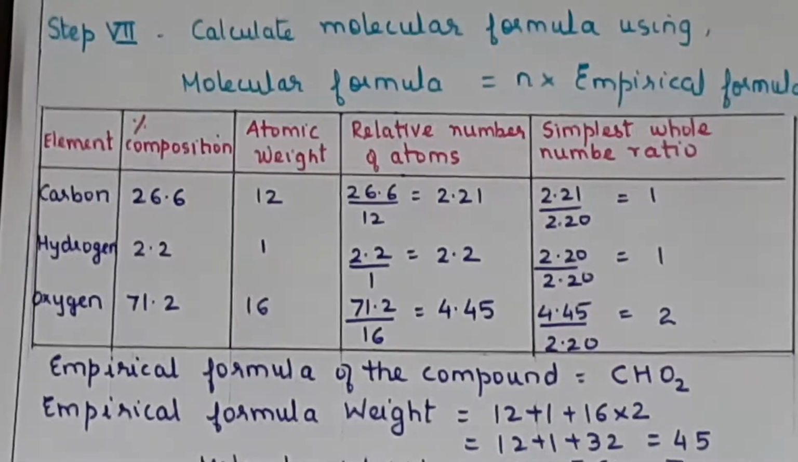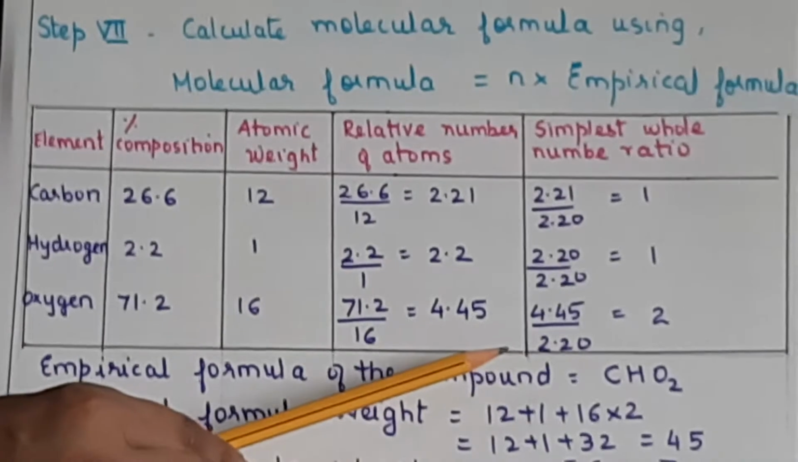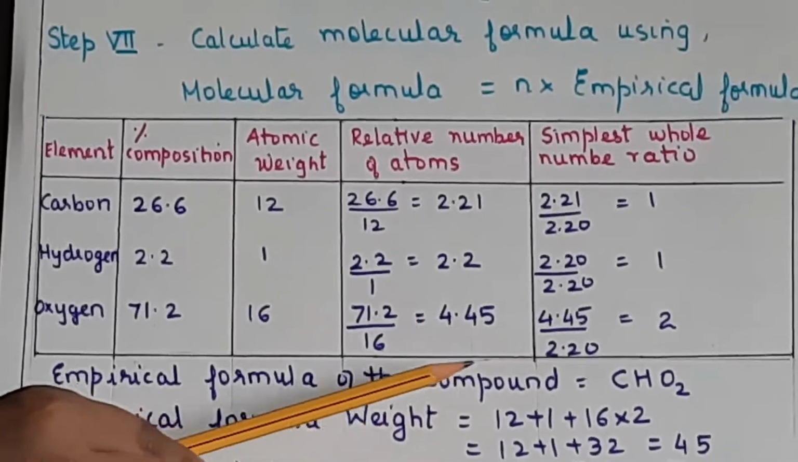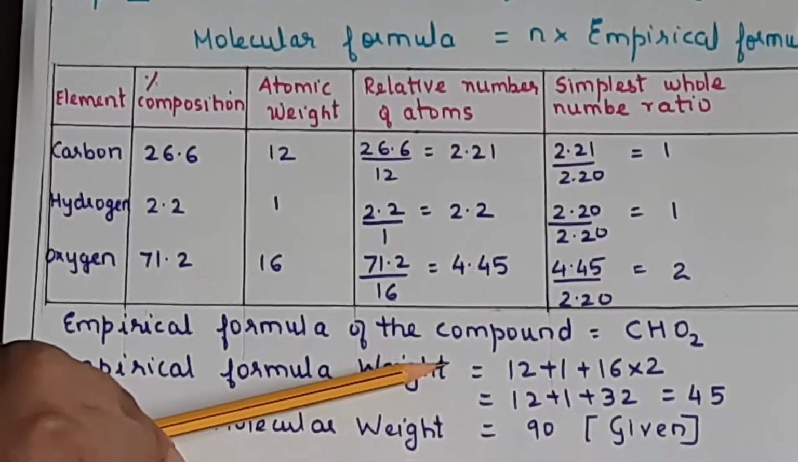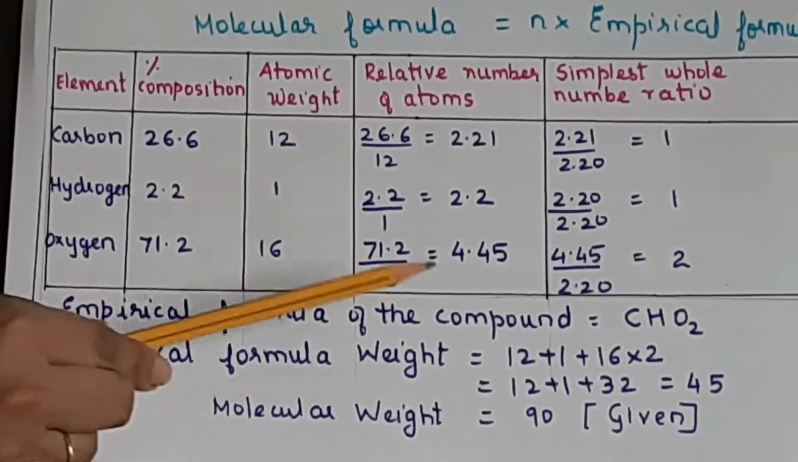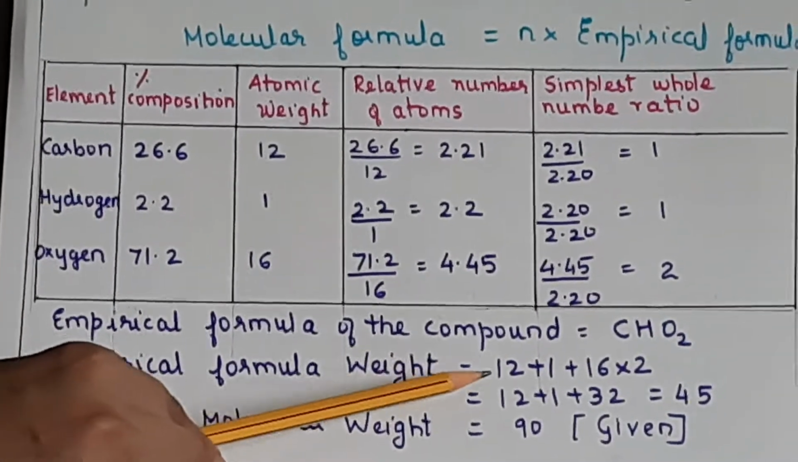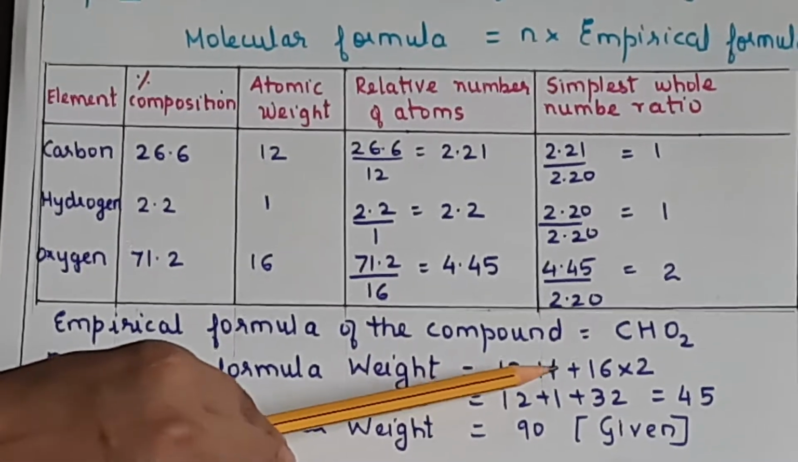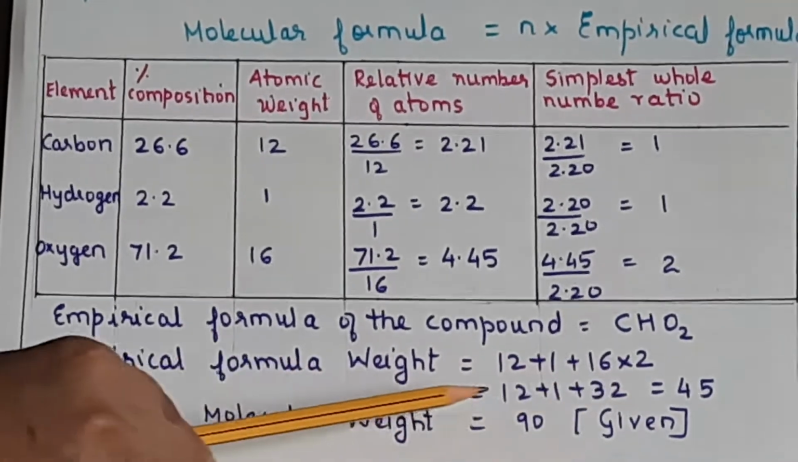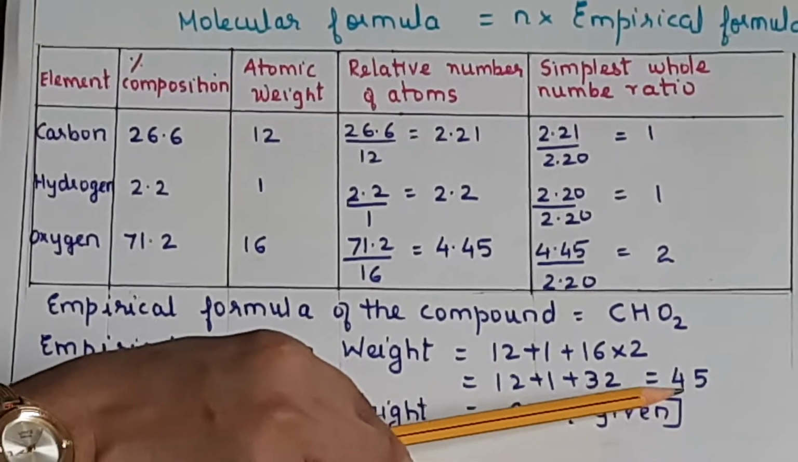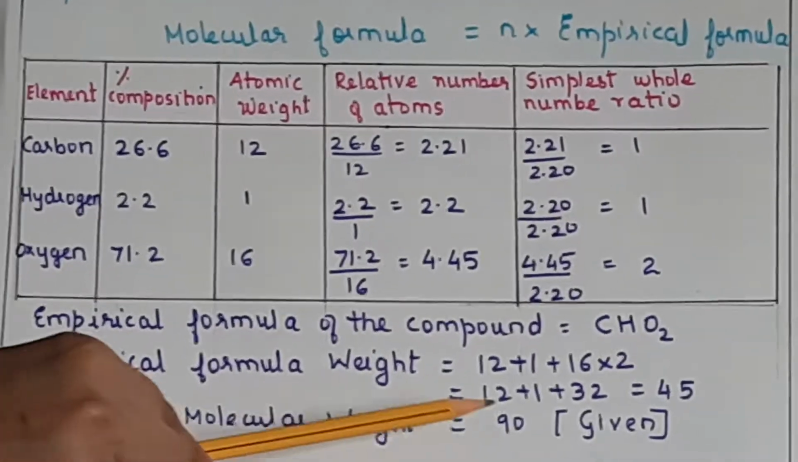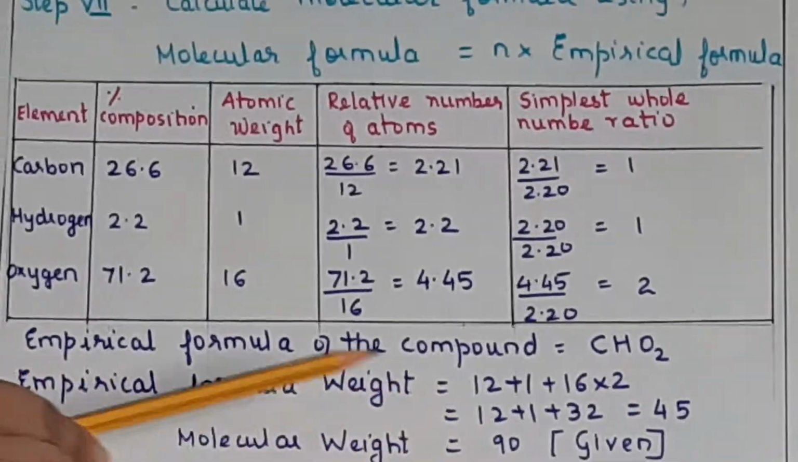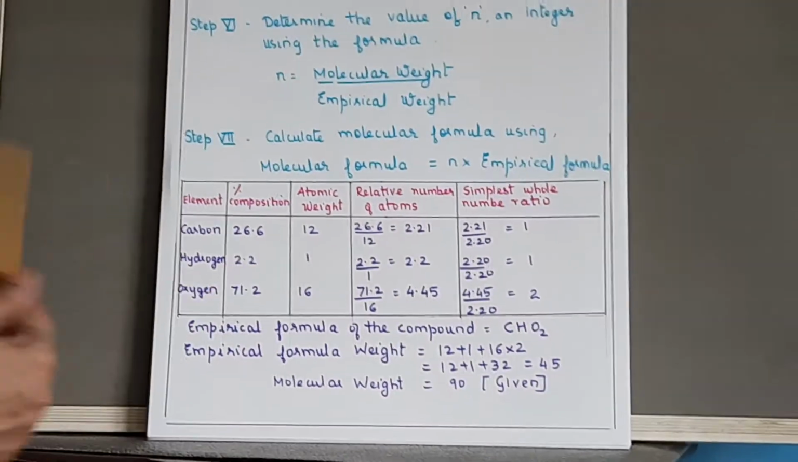Okay, is it clear? So this was what we discussed in the steps just now. Now once you get the empirical formula, you have to find the empirical formula weight. Yes, that was our step 4. So how will you do that? By substituting the atomic weight. So 12 plus 1 plus 16 into 2, that will come to 45. Then molecular weight for this particular sum is given as 90. So first you just note this down, then we'll move to the next part.